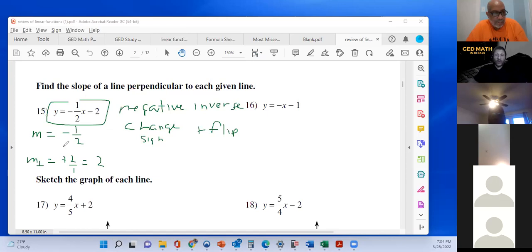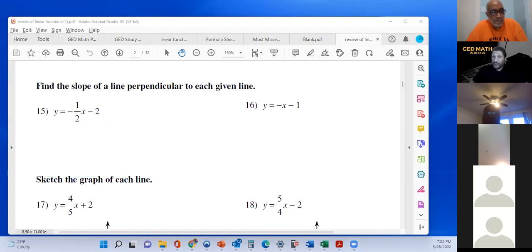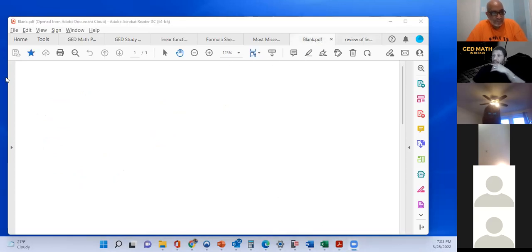Then, since I said what's the slope of the perpendicular, you find the slope of the perpendicular. Everybody understand that? Okay, so I don't like number 16, it's too easy. So I'm going to make my own problem up real quick. Let me find a blank page. Y equal -2/3 x plus 5.